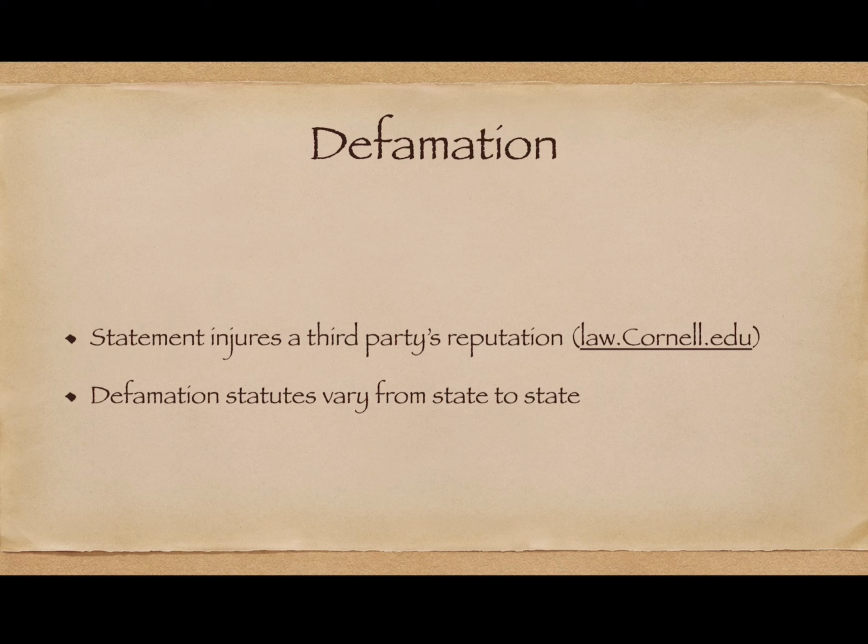to play. Defamation is defined by Cornell Law School as a statement that injures a third party's reputation and includes both libel and slander. So libel means defamation expressed by print, pictures, signs, or any communication that's embodied by a physical form, and that's injurious to a person's reputation, exposes a person to public hatred, contempt, or ridicule, or injures a person in his or her business or profession.